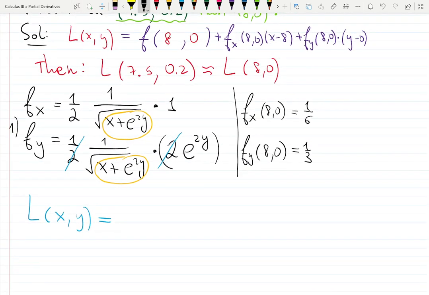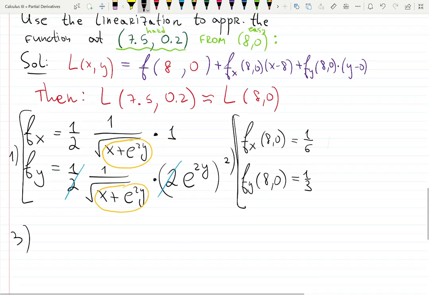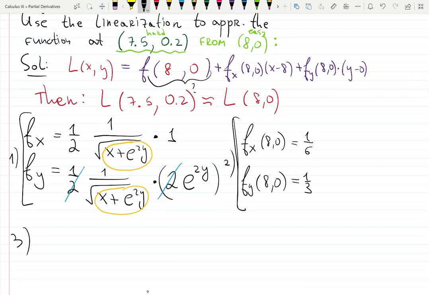So step 1, we found this couple. Step 2, we found this couple. Step 3, we don't actually have this piece. The very first piece is missing. What is f at 8, 0? Plug into the original.